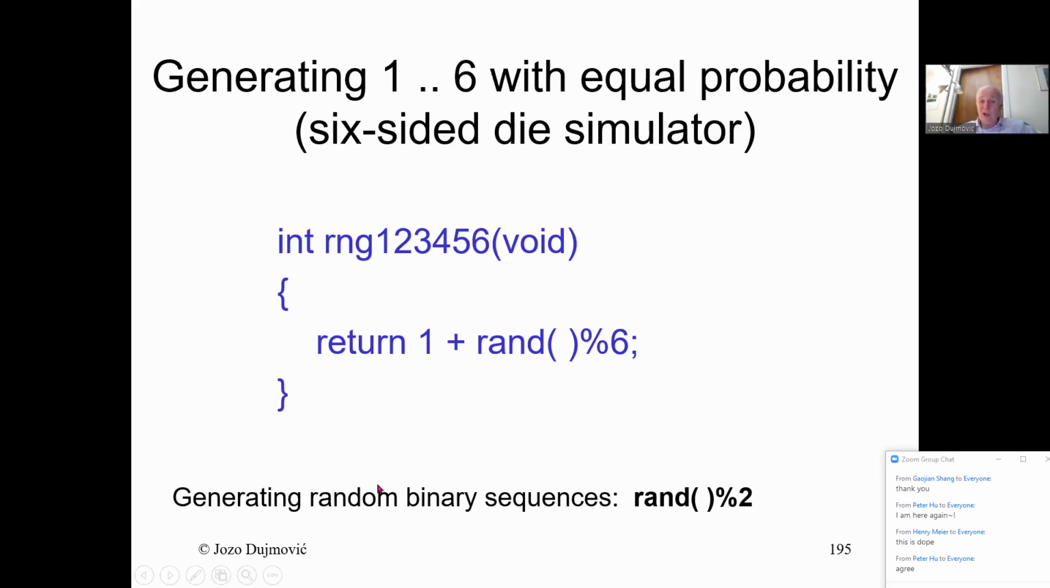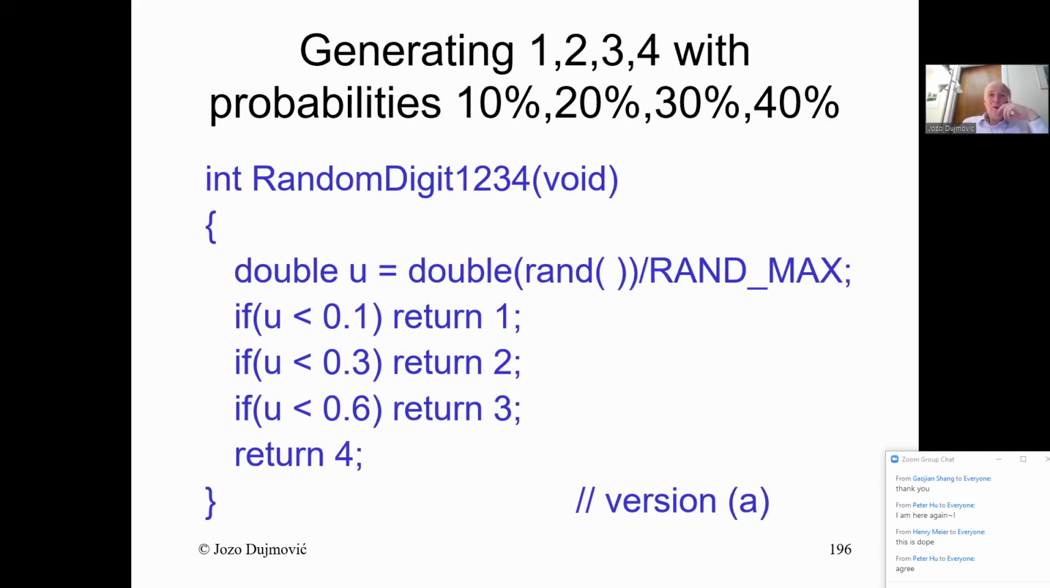If you want a binary sequence like flipping a coin, then you take RAND modulo 2 and you get 0, 1, 0, 1, 1, 0, 0, 0, 1, etc. A random binary sequence.